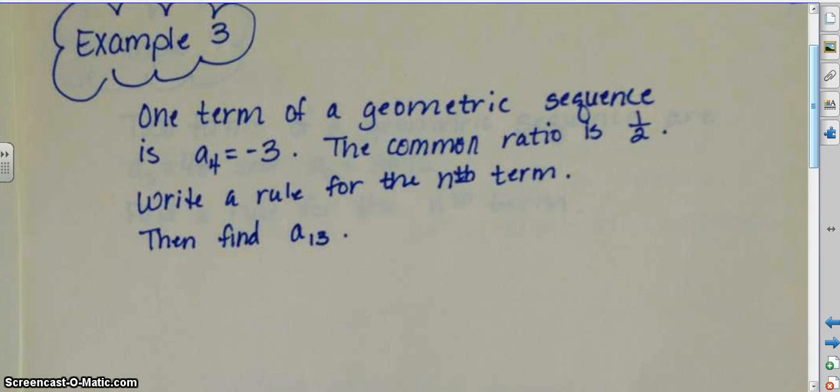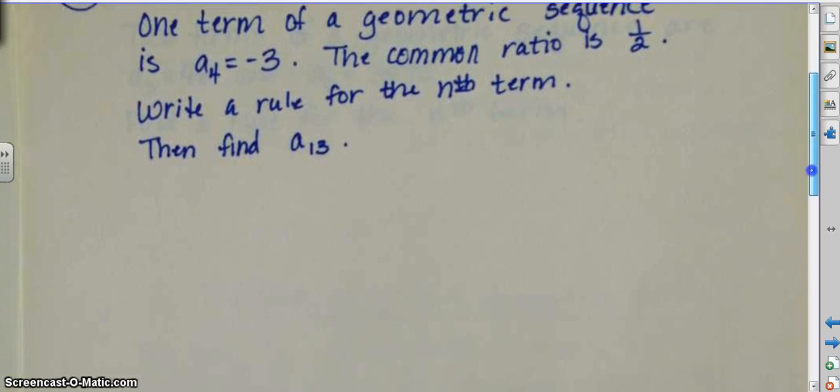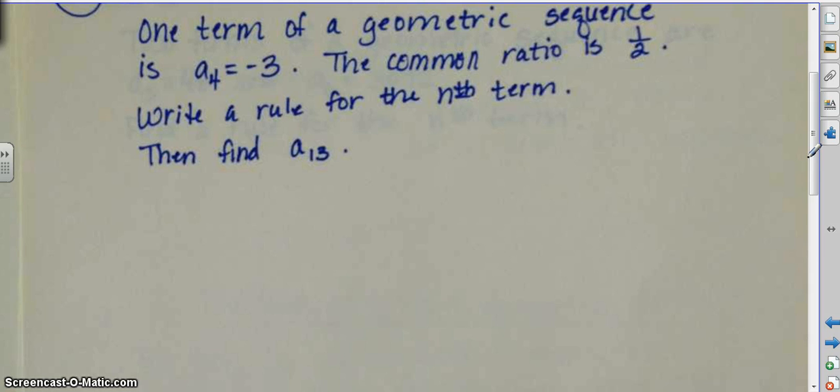Example 3. One term of the geometric sequence is a sub 4 is equal to negative 3. The common ratio is 1/2. We need to write a rule for the nth term and then find a sub 13. First thing I need to do is find a sub 1, because I know that a sub n is equal to a sub 1 times r raised to the n minus 1. So I need to have my ratio.